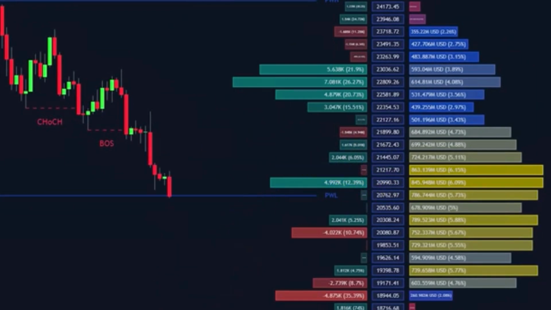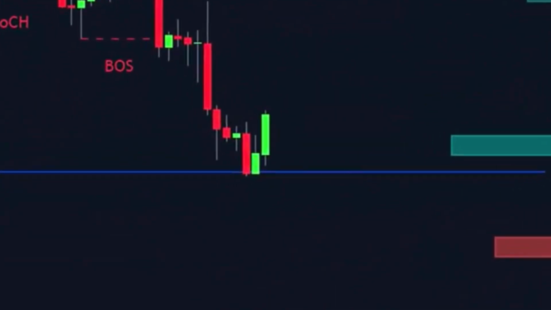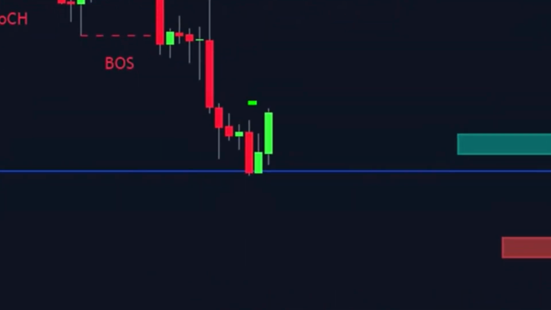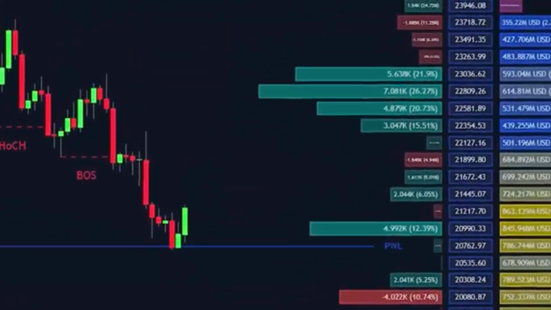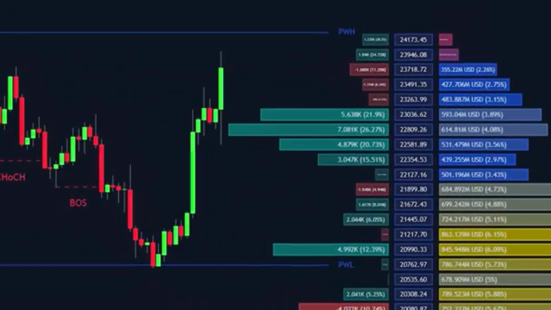Now as price trades into this level, we don't just execute. We wait to see its reaction to that level. And now that we're seeing larger bullish candles rejecting this level, and also notice that price has swept the previous week's low, we now have quite a number of reasons to expect a bullish move from this region.